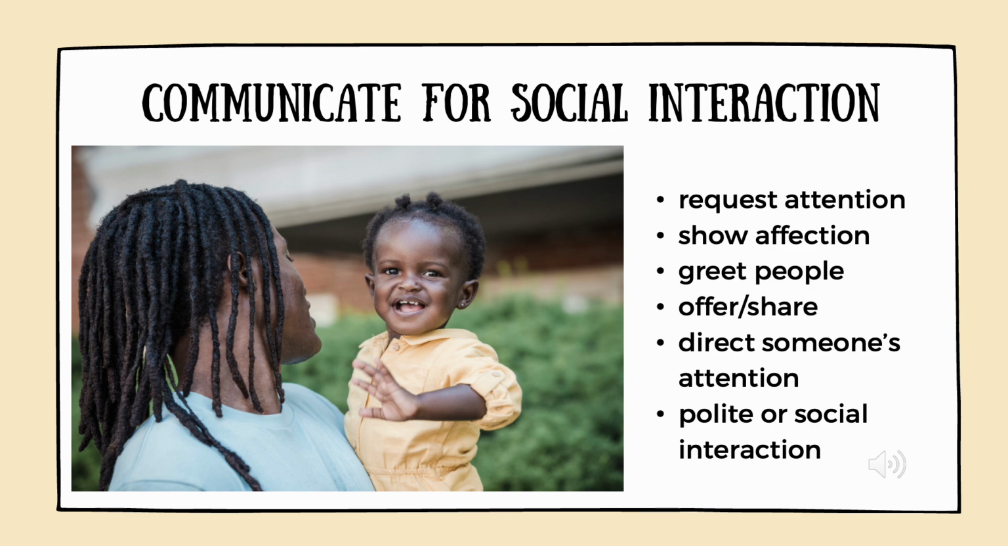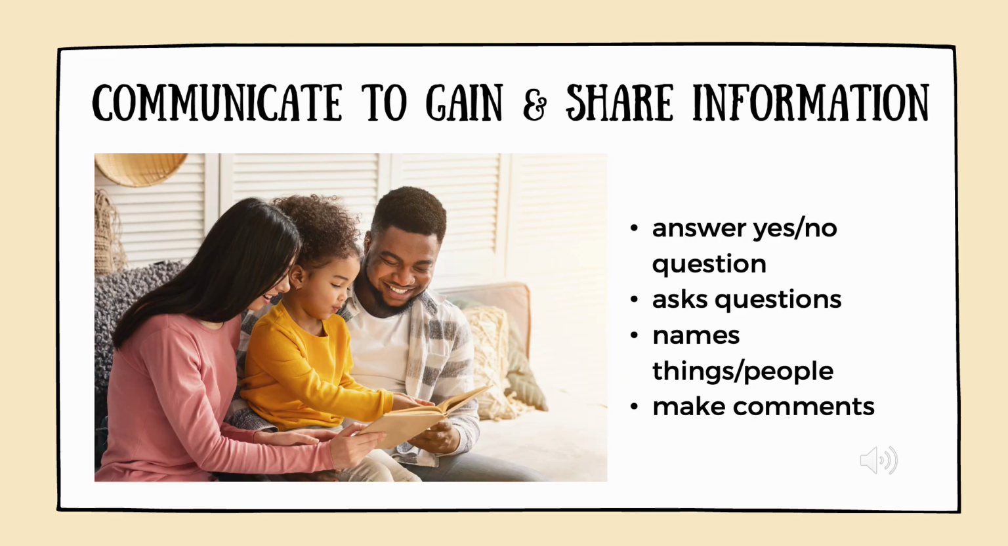They communicate so that they can direct your attention to something that they like or are interested in or are shocked by. And they communicate for polite or social interaction. So even our very little friends do this type of communication. They might do it through facial expression or through gestures or through sounds or verbally as they begin to speak or use symbols. The last function we're going to consider is communicating to gain and share information.